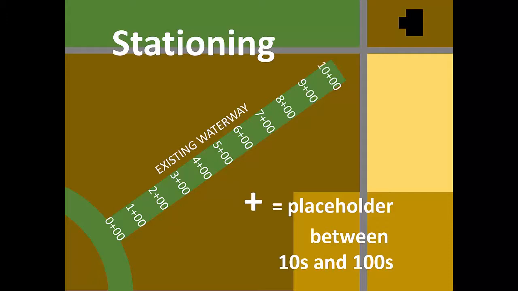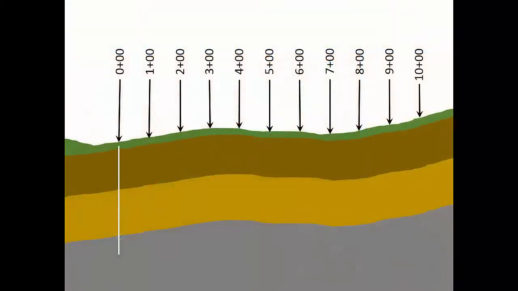Remember, the plus sign in this station is a placeholder between the tens and 100s places. So when we've measured 100 feet from the 0+00 origin, we can mark that as station 1+00. Station 2+00 is 200 feet from the origin. Station 3+00 is 300 feet from the origin.